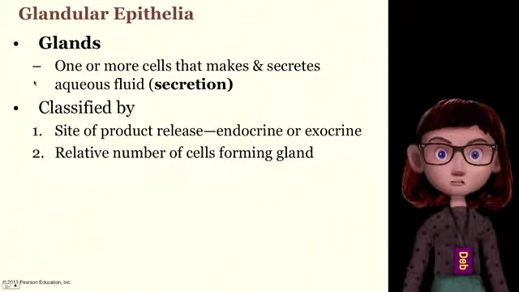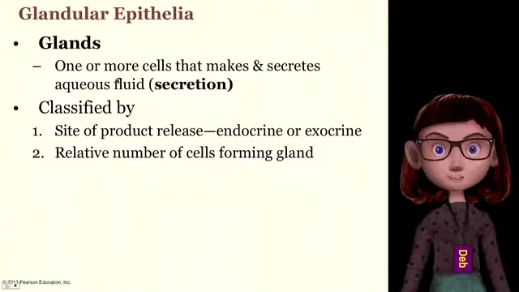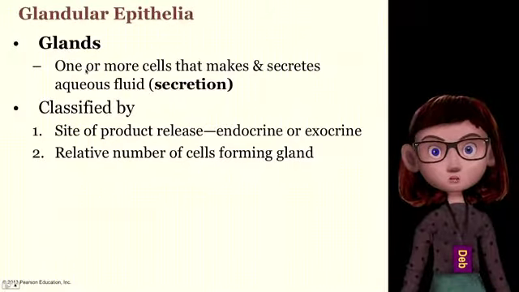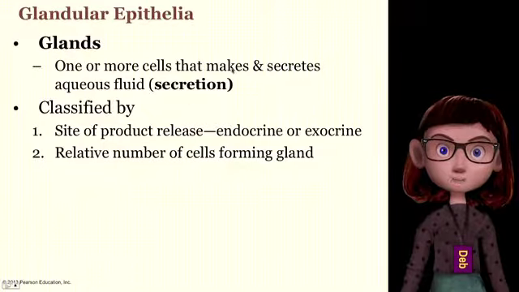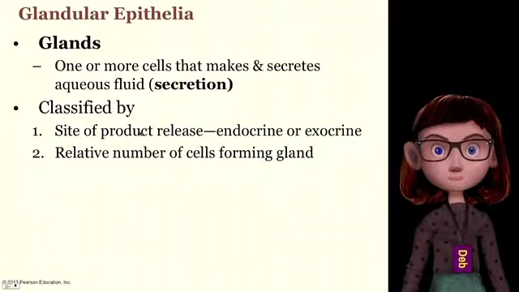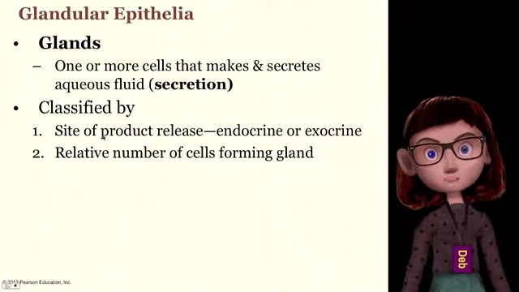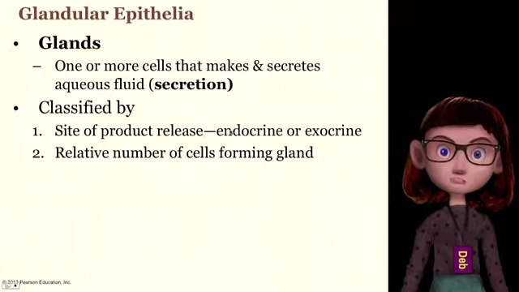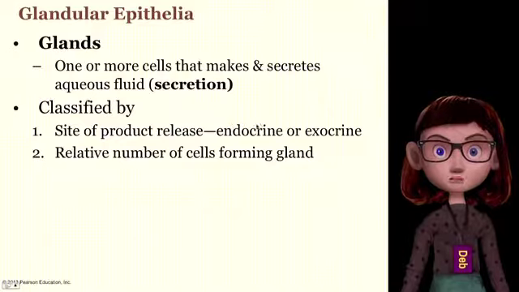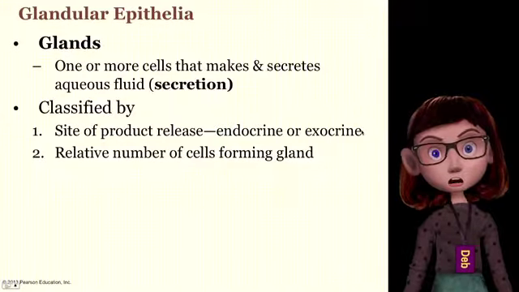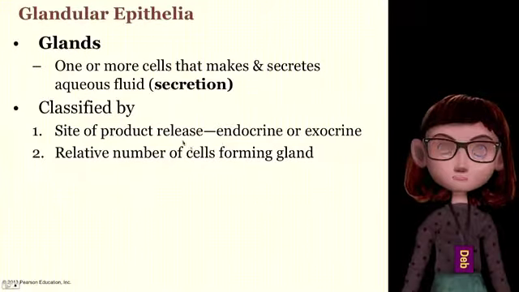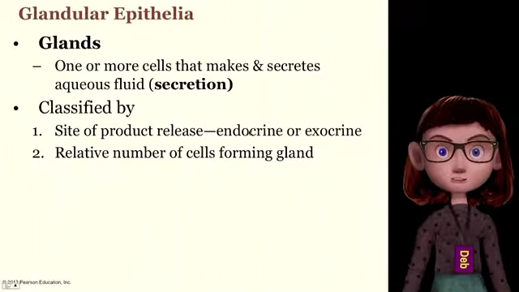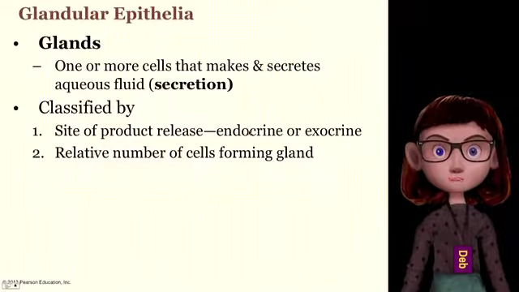Glandular epithelium. So glandular epithelia does not form sheets. It's actually what forms our glands in the body. So glands are actually one or more cells that make and secrete an aqueous fluid that we call a secretion. These are going to be classified by the site of product release. There's 2 major types of glands, endocrine glands, and then there's exocrine glands. We have an entire unit on the endocrine system, which we'll be talking about endocrine glands. But endocrine glands will secrete their product into the bloodstream.